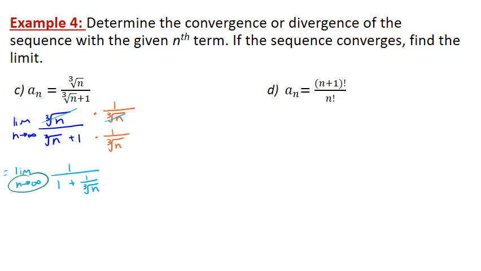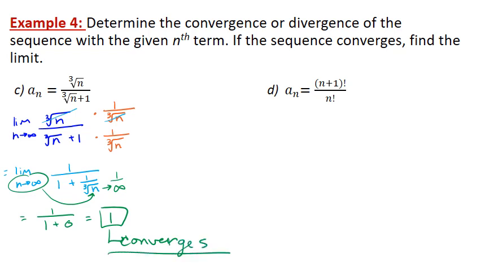Applying the limit now, I only have one place to consider, and that's right here. For n, I am plugging in bigger and bigger numbers here. So this is getting bigger. This denominator is approaching infinity. So 1 over infinity means this term will go to 0. So by applying this limit, I have 1 over 1 plus 0, which is 1. So since this limit exists, the sequence converges.